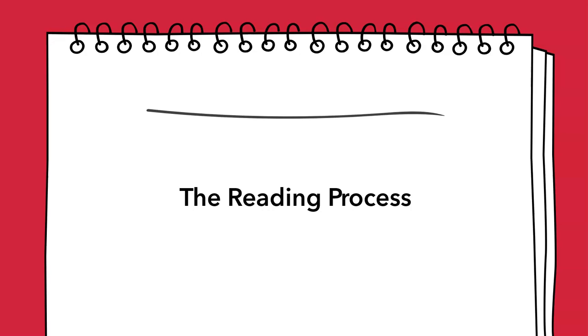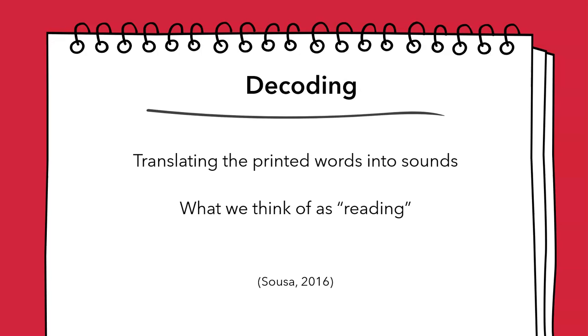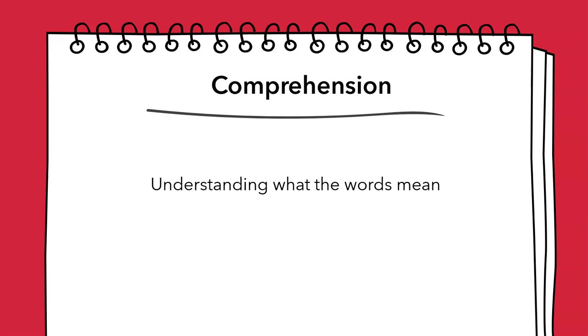First, let's talk about the act of reading. The act of reading involves two basic operations. These are decoding and comprehension. Decoding is translating the printed word into sound, or what we think of as the act of reading. Comprehension involves understanding what the word or group of words mean.